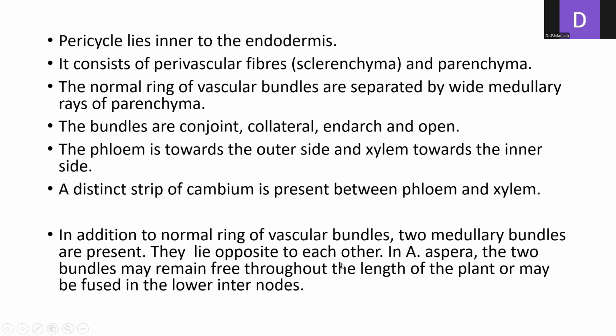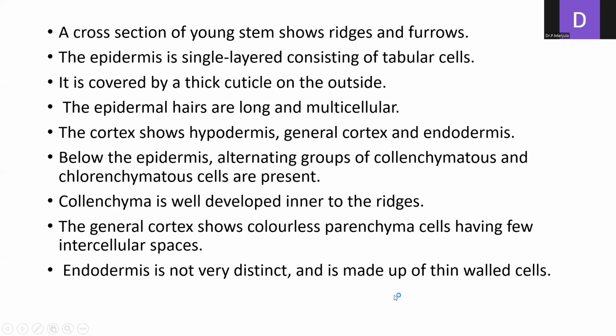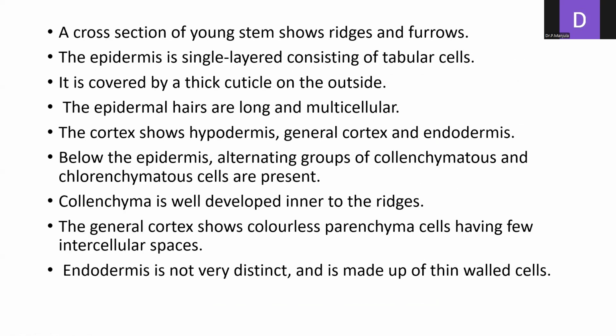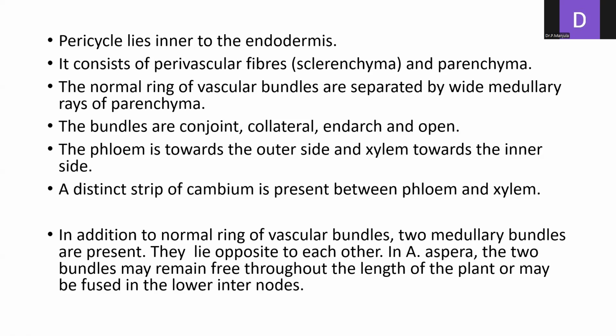So they lie opposite to each other, and in Echinanthus aspera, the two bundles may remain free throughout the length of the plant, or they may be fused in the lower internode. Generally they are free, and they will not undergo secondary growth, and they are present like that only. So they are free throughout the length of the plant.